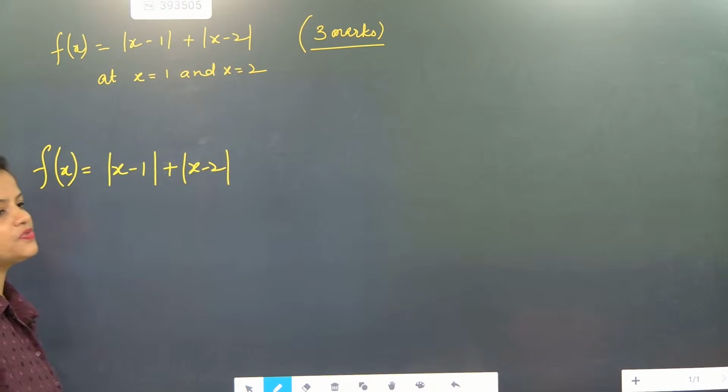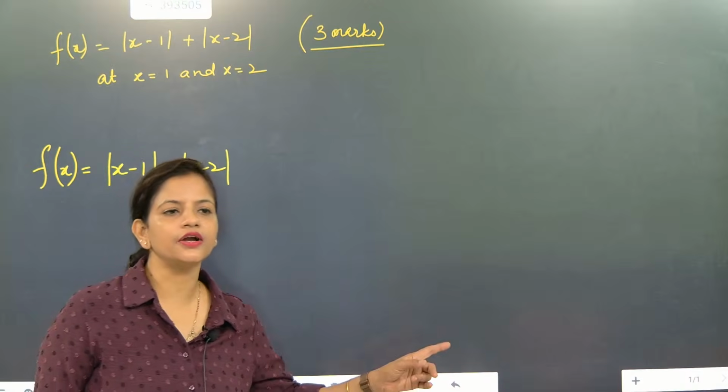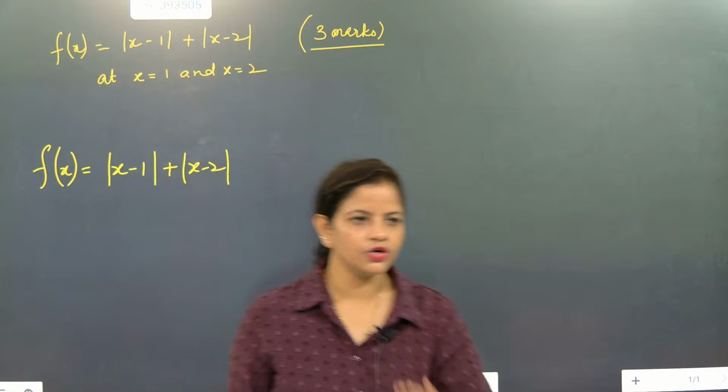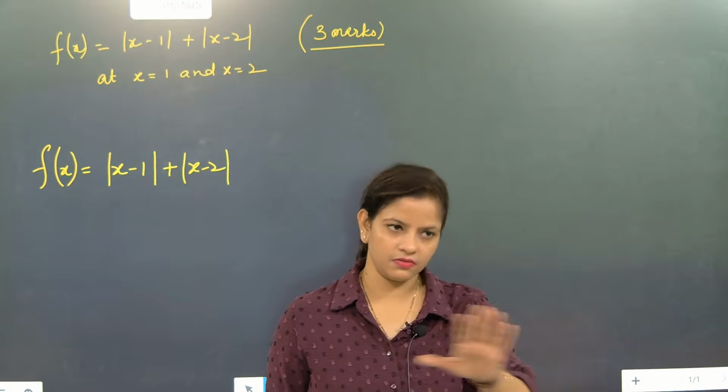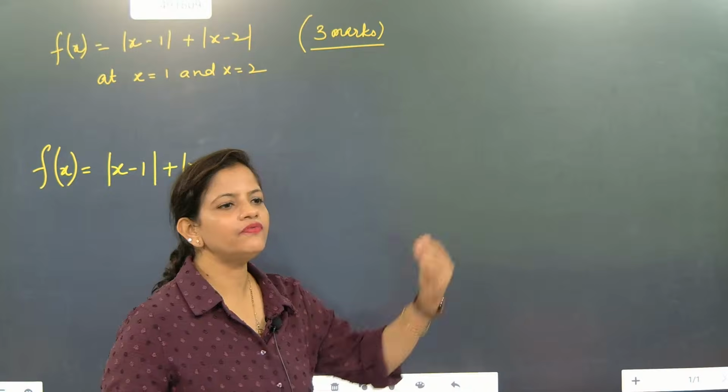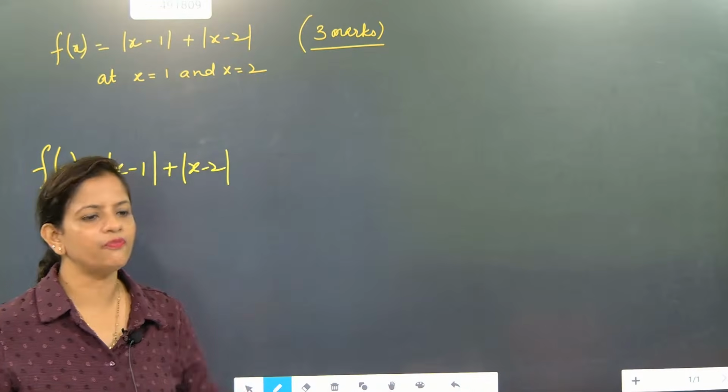What roadmaps are needed here? They told us to check continuity for x equal to 1 and 2. So one time we will take less than, another time we will take more than. Understood? So one by one we will solve, because we know the behavior of modulus of x.